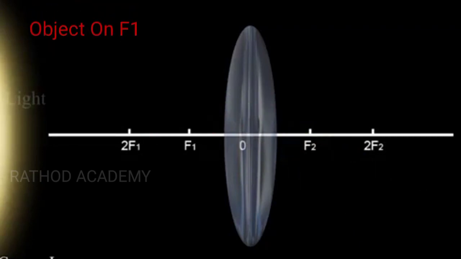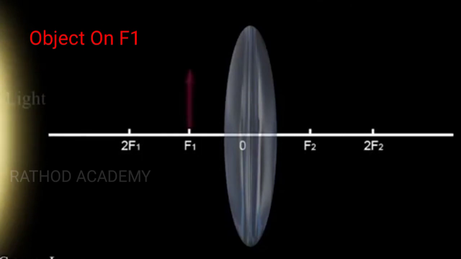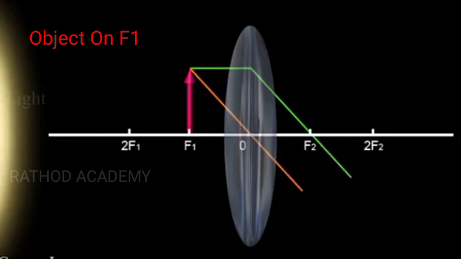Let's consider now the next case, which is an important and very simple case. Mostly it is asked in the examination. So now we put the object on f1, and observe the nature of the image and how it forms. As usual we are passing two rays, one is passing through the optical center and another one is passing through f2. Closely observe, these two rays are parallel to each other.